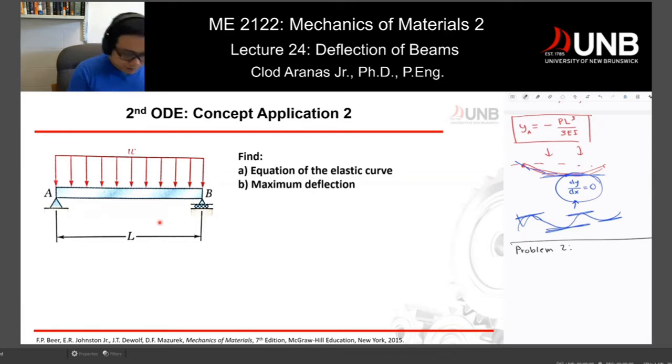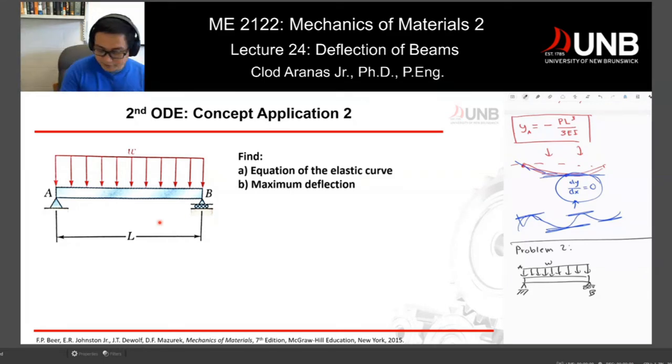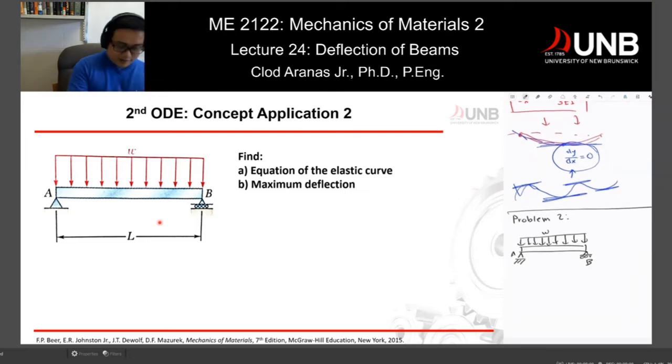So we have a simply supported beam. At point A, you have a pin connection. You have a roller at point B, and you have a distributed load, which we can call W, or omega. Now, let's remove that A. Sorry for my handwriting. So now we have this particular beam, and the first thing that you have to do is find the forces in the support reactions.